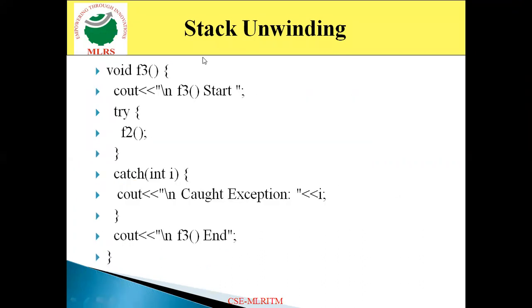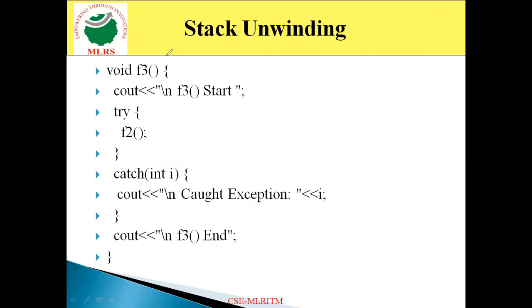Then comes one more function named f3. In this f3 function, I simply display f3 function start on the output screen. Then I specify a try block. In the try block I call f2. Then in the catch block, if an exception of integer data type occurs, it displays caught exception and the i value on the output screen. Then at last it displays f3 ends.